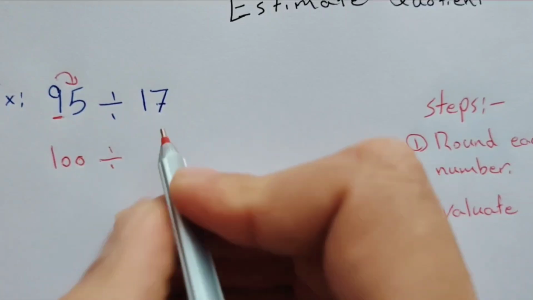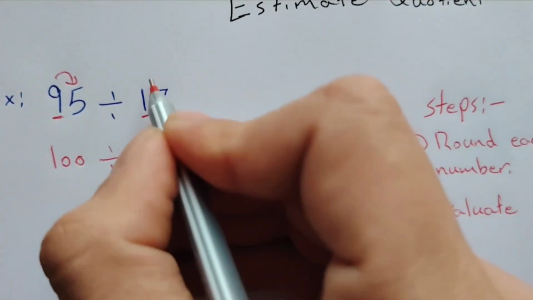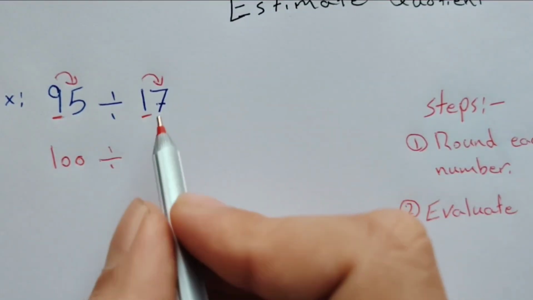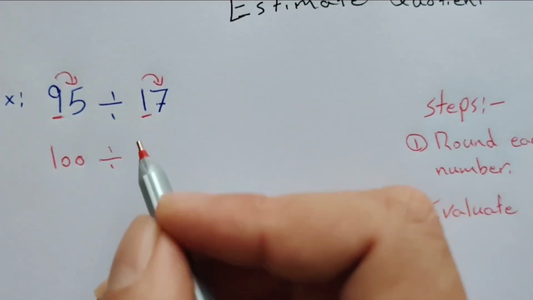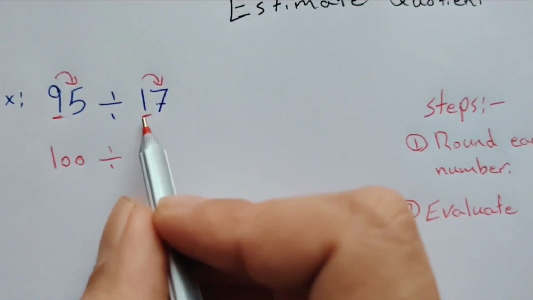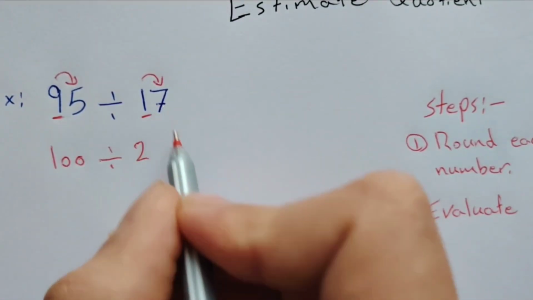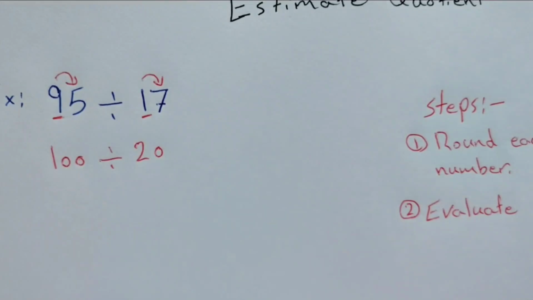Then divided by, same, we round it to the greatest place value. We have 7 on the right side. Since 7 is from the rich family, it will be rounded up, and 1 becomes 2. The 7, the right side, will be 0.